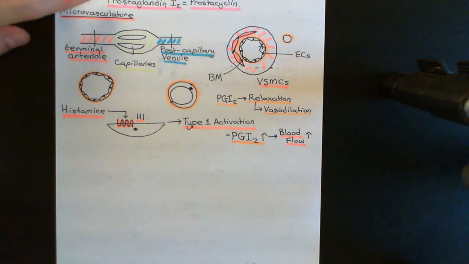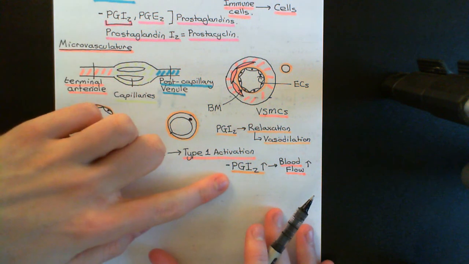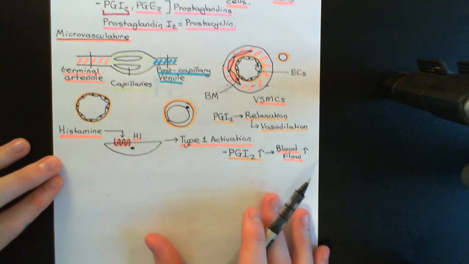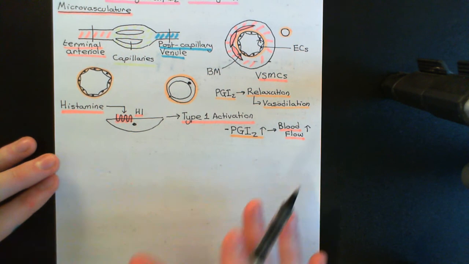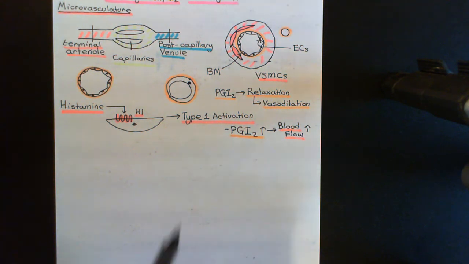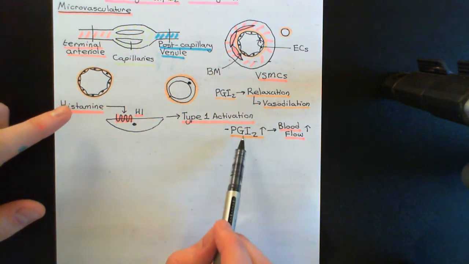So the prostaglandin I2 up here that was produced by the sentinel cells is going to do exactly the same thing as the prostaglandin I2 that's now been produced by the endothelial cells in response to histamine. So we've now covered what prostaglandin I2 is going to do. So histamine causes type 1 activation in endothelial cells. This is going to cause them to release prostaglandin I2, and it's not just the endothelial cells of the terminal arteriole that will release prostaglandin I2.